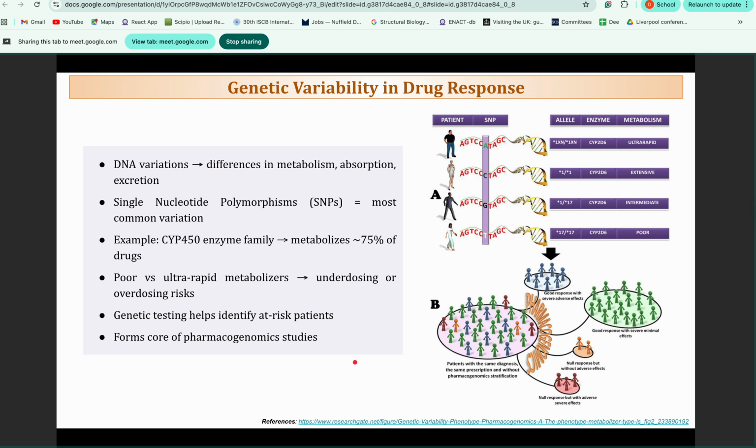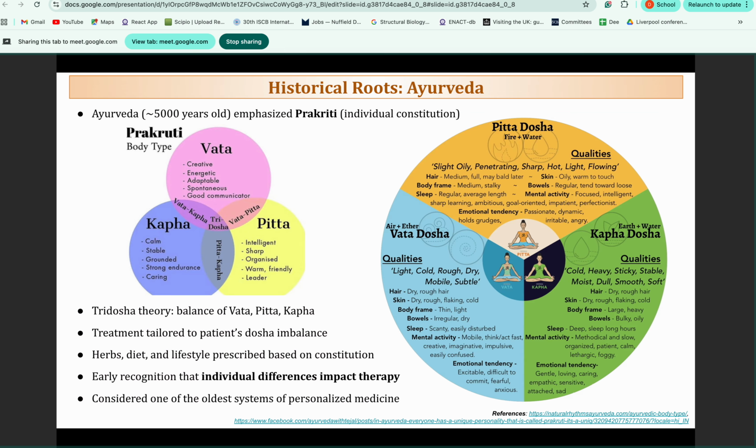So this is just to show you how genetic variability is playing an important role in the drug response or drug effect. So now we'll talk about the historical roots, how this medical field advanced through the years.